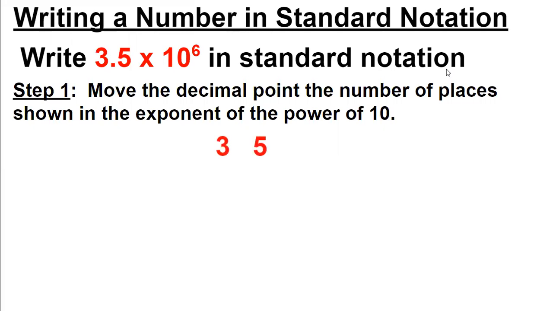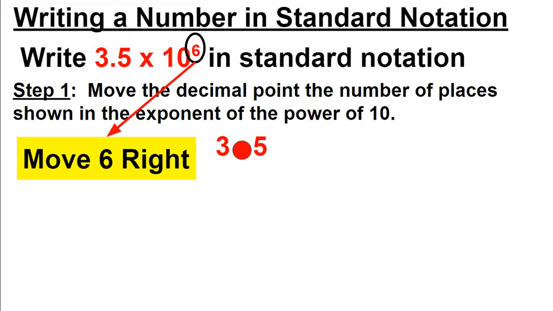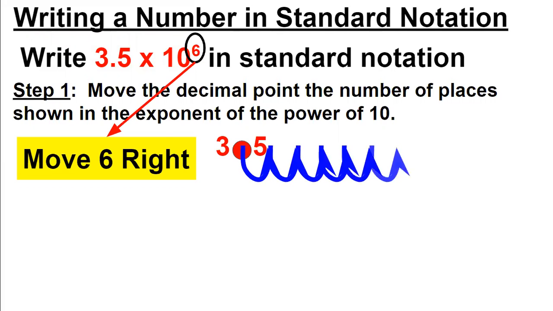So we have 3.5. There's our decimal, made it nice and big for us to see it. We have to move 6 spots to the right. Number's got to get bigger. There's our 6. So we're going to move it 6 to the right. Here we go. 1 spot to the right, 2, 3, 4, 5, 6 spots to the right, and our decimal is now over there.